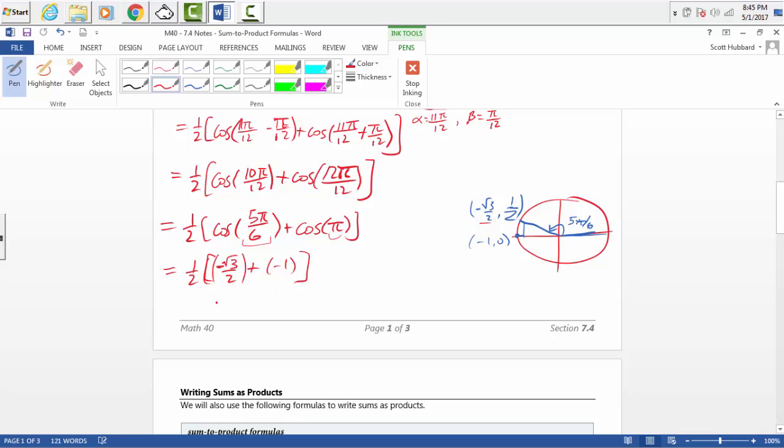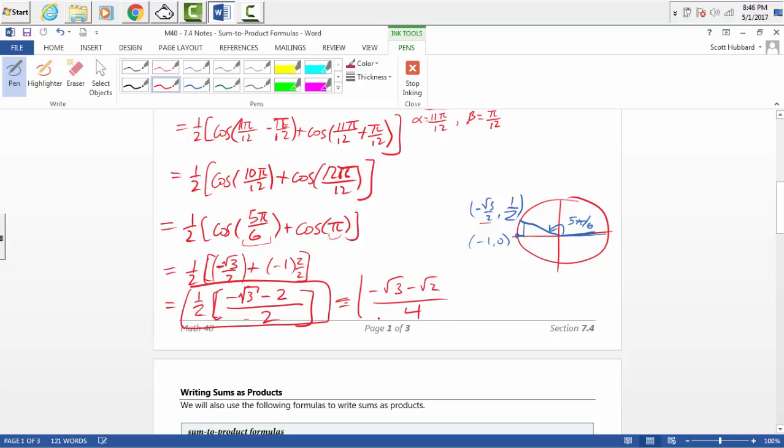So that gives me 1/2 times, you can get a common denominator, you don't have to, negative root 3 minus 2 all over 2. I just got a common denominator right there. Now you can also distribute the 2s here, so it becomes negative root 3 minus 2 over 4. I guess that would be the best answer, because I distributed that too.